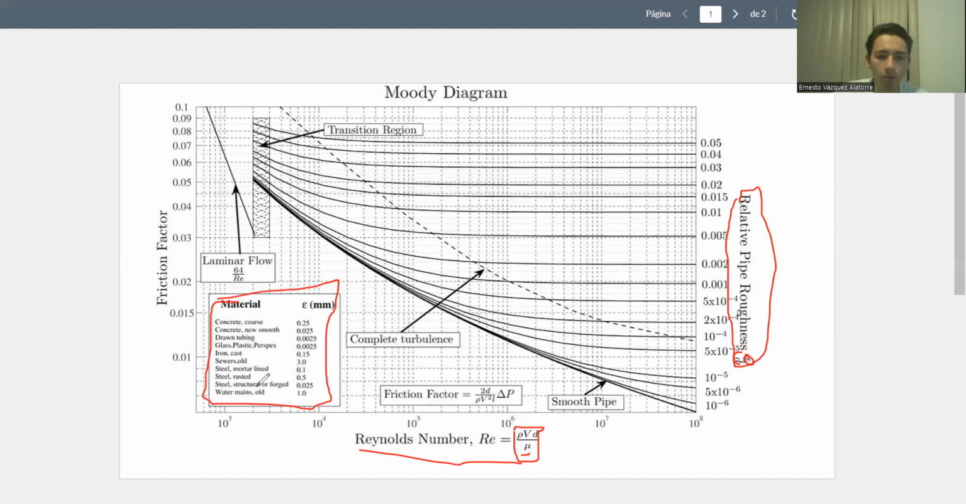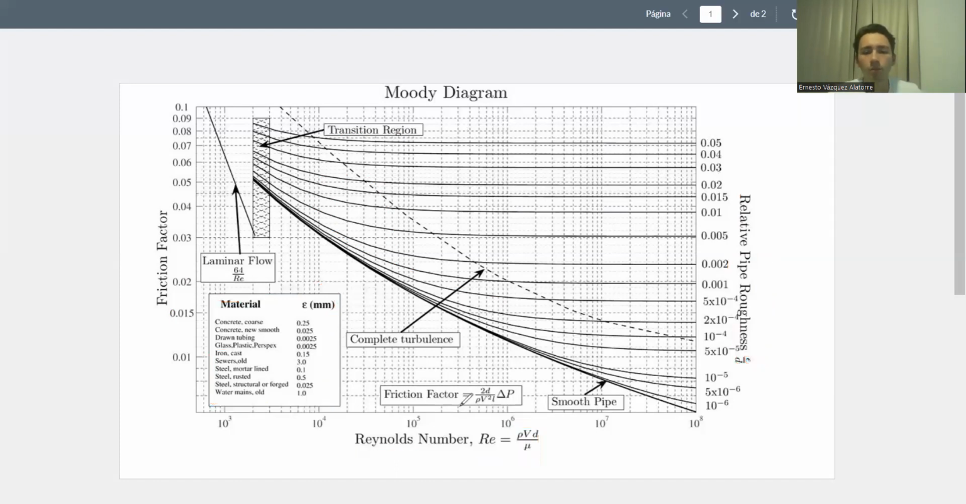You look for the material that you're using. For example, if you're using glass, plastic, or perspex, you have a 0.0025 epsilon number, and you divide that over the diameter, and you get the relative pipe roughness. Once you have those two numbers, if the Reynolds number is small, you'll be in the laminar region, and there's a straight formula to calculate the Darcy factor, which is 64 over the Reynolds number, and that would be your f value straight up.